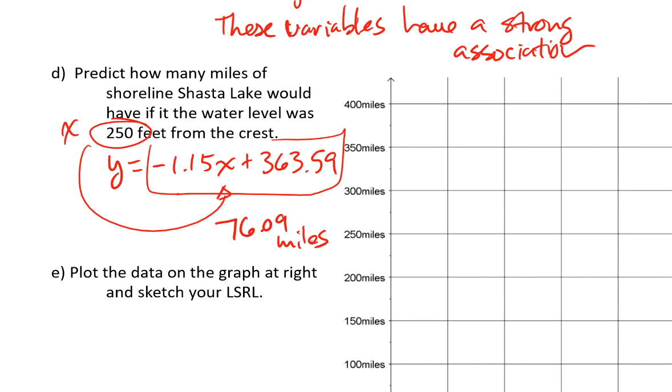And considering that in our table at 0 feet, full pool, the lake is 365 miles. That seems kind of small to me. In fact, it makes me question whether or not I should be using a linear relationship, but I digress.